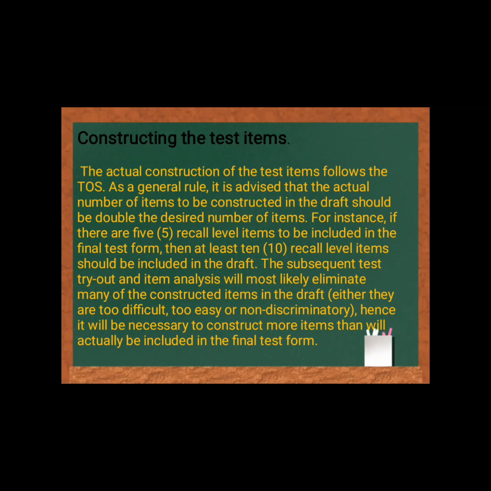So example, class, sa imong remembering, bisan pa og 5 items ra ang imong i-include sa imong final test, dapat daghanon nimo og himo, at least 10 nga items sa imong draft. It is because the subsequent test tryout and item analysis will most likely eliminate many of the constructed items in the draft. Either they are too difficult, too easy, or non-discriminatory. Hence, it will be necessary to construct more items than will actually be included in the final test forms.